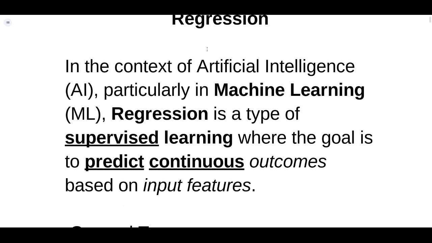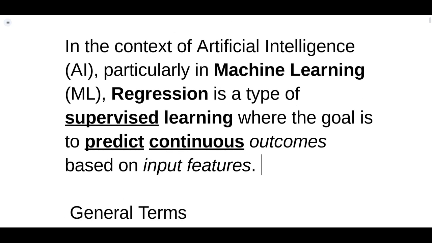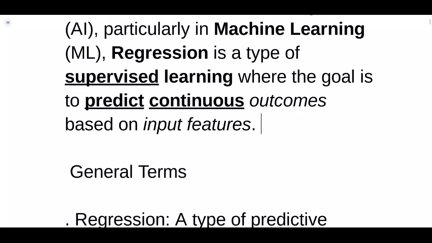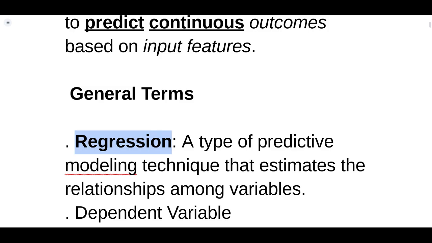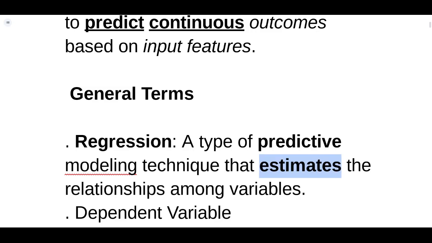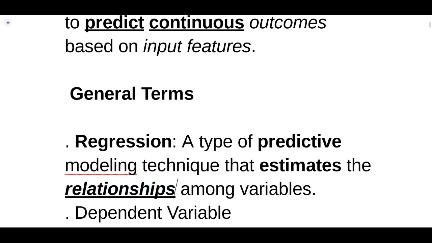So, this lecture is on regression, which is an important concept in machine learning. Regression is a type of supervised learning where the goal is to predict continuous outcomes based on input features. So, it's a kind of supervised learning. Now, some of the general concepts of regression are that, firstly, regression is a type of predictive modeling technique that estimates the relationships among variables.